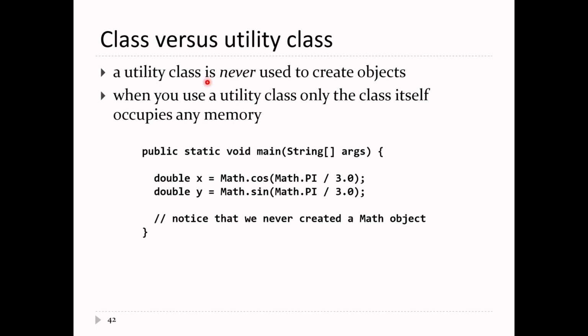So utility classes are never used to make objects. When you use a utility class, only the class itself occupies any memory. So to compute the cosine of an angle, I just write class name dot cosine. To compute the sine of an angle, I just write class name dot sine. You never make a math object. Therefore, I don't need to spend any memory making math objects just so that I can call cosine or sine.